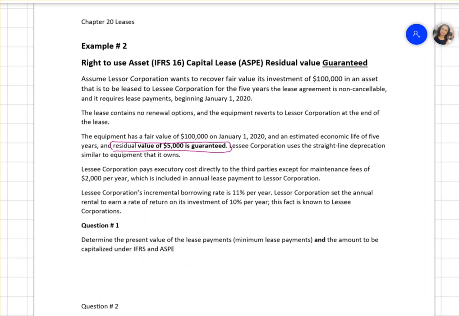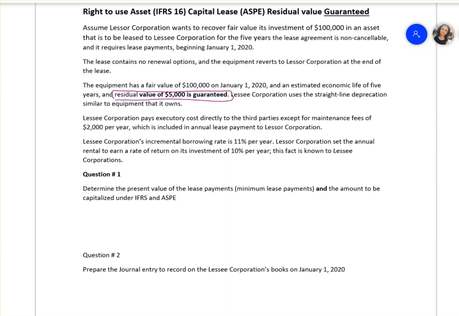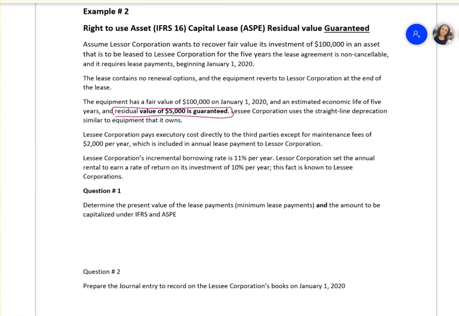So let's see if we are able to calculate the lease payment under the IFRS and under the ASPE. In this case, the question didn't tell us what the lease payments are going to be, but we could figure it out if the lease payment is not given. If you are a lessee, you're going to be making the payment that the lessor tells you to make. In other words, the lessor is going to recover all its investment through a lease payment. This is the way to do it when residual value is guaranteed.